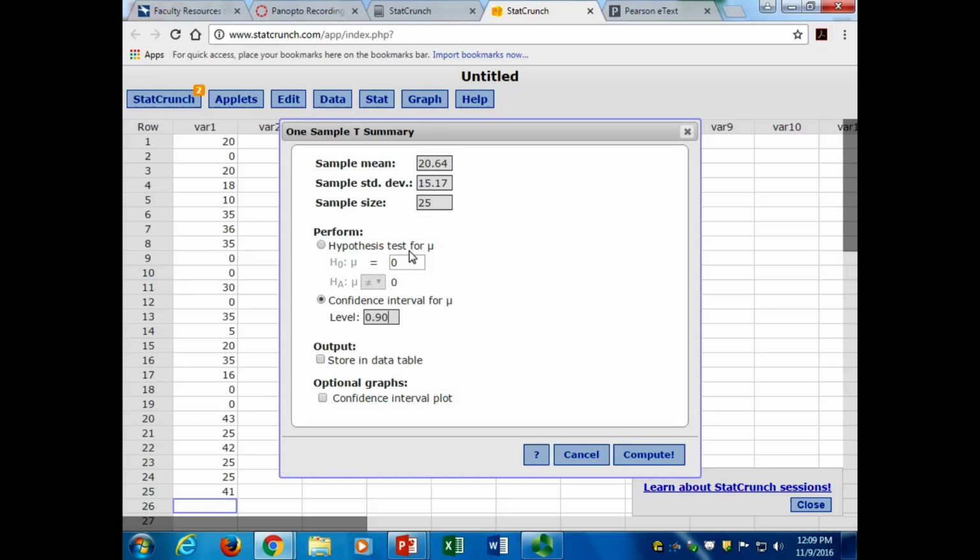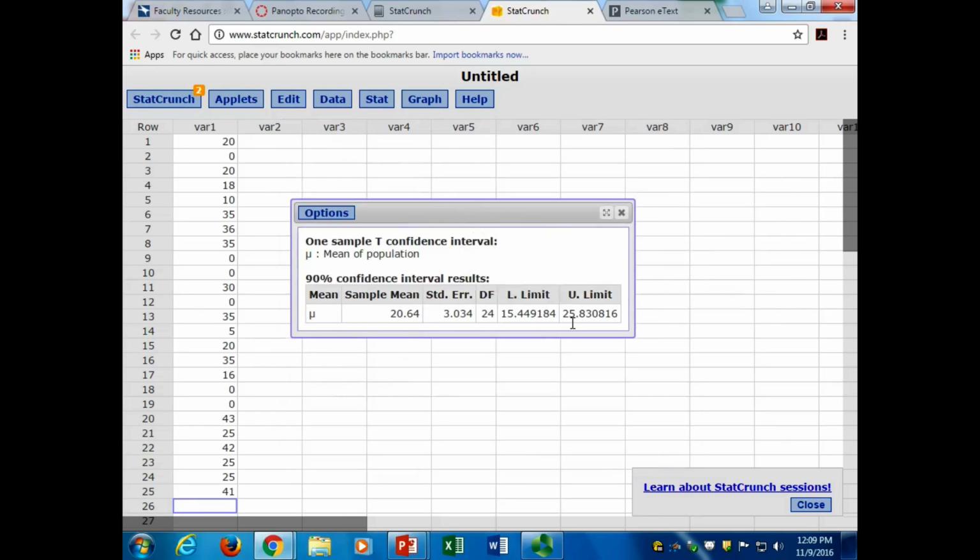So same thing. Now instead of reading the raw data, if you give it the data, StatCrunch is just going to compute the mean and standard deviation itself and then do the interval. But if you don't have the raw data, you can just give it the mean and standard deviation and compute it, and it's also going to give you the same results. So 15.45 up to 25.83. So you can do it both ways.